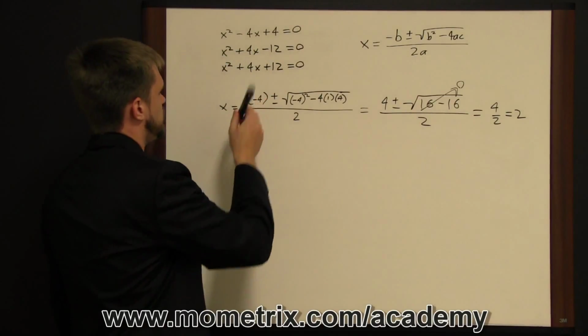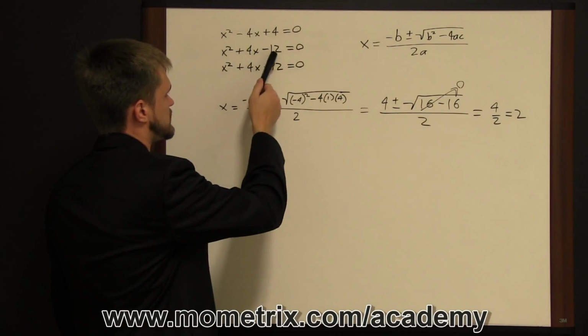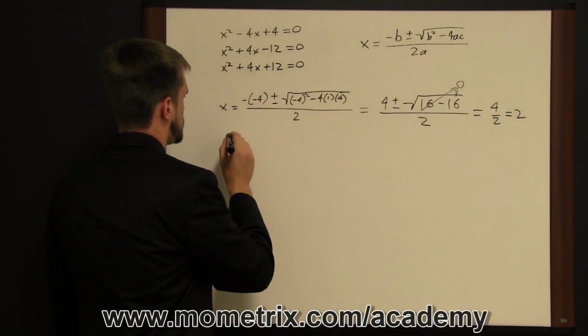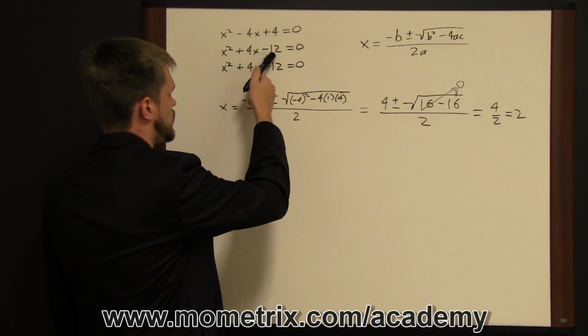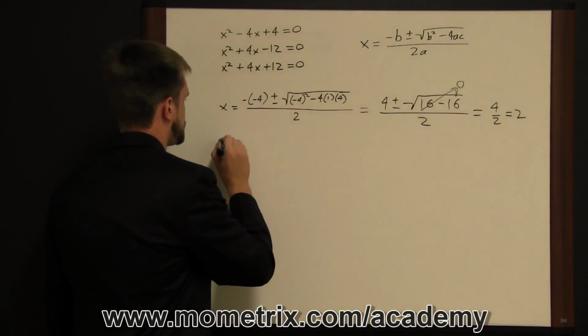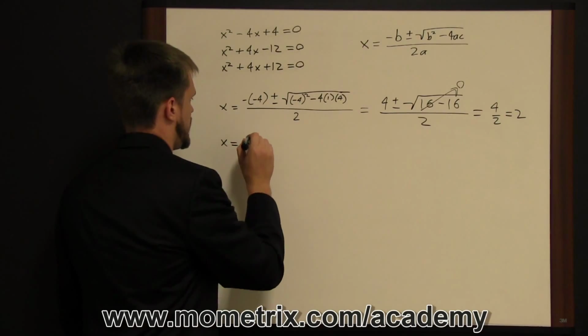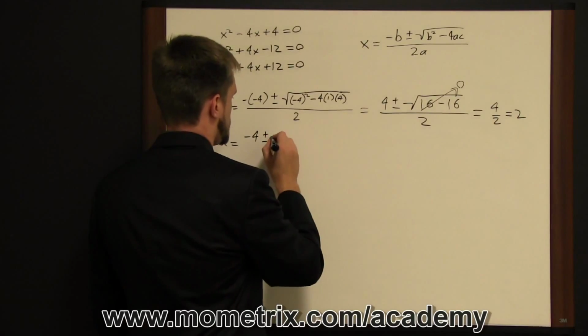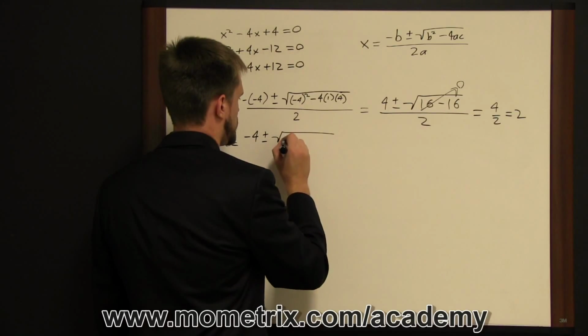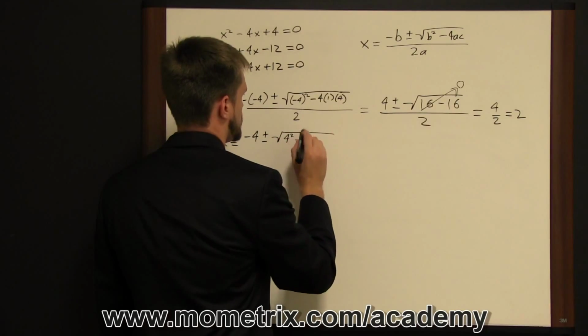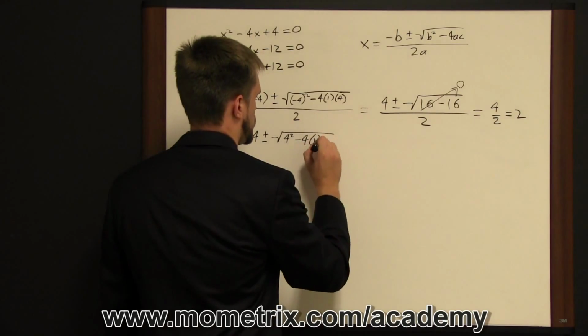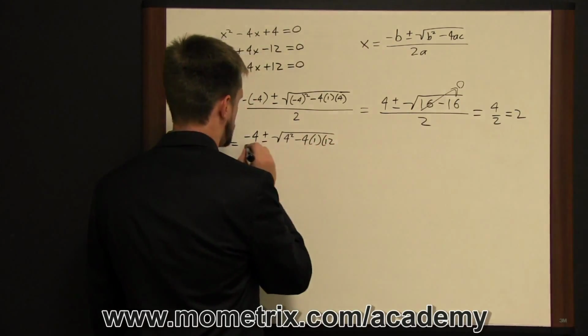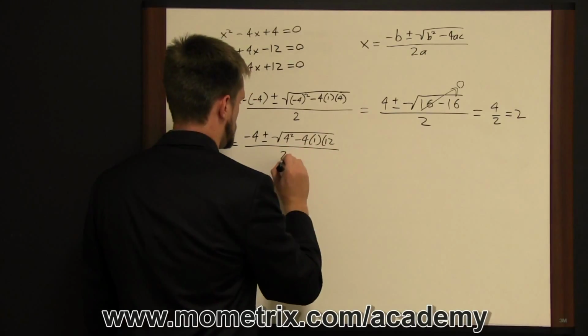Now the second example, we have x squared plus 4x minus 12. So our a is 1, our b is 4, and our c is negative 12. And so we have x equals negative 4 plus or minus the square root of 4 squared minus 4 times 1 times 12, divided by 2.